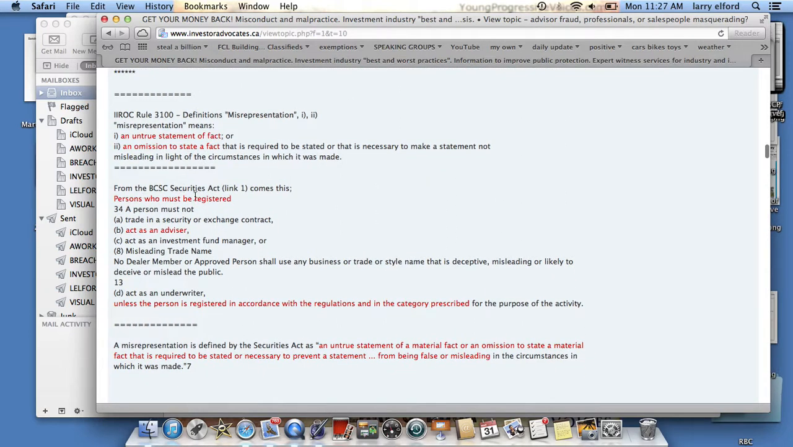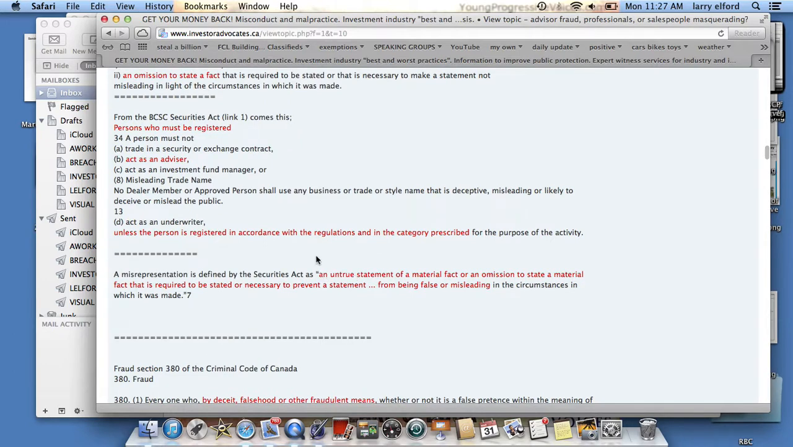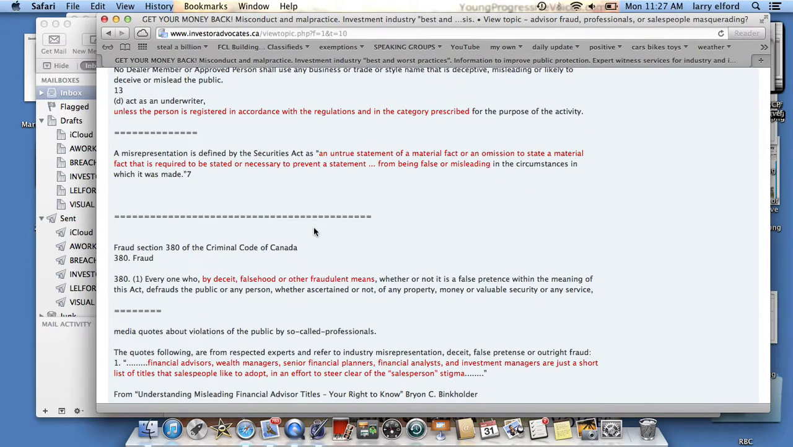The BC Securities Commission: persons who must be registered and act as an advisor must not act as an advisor unless the person is registered and in the category prescribed. So calling himself an advisor with an O, there is no such thing. Misrepresentation in the Securities Act is an untrue statement of material fact. I could go on. You go look at it yourself.